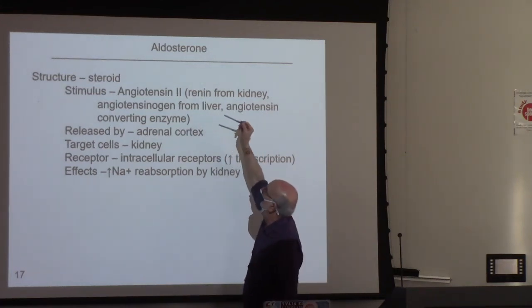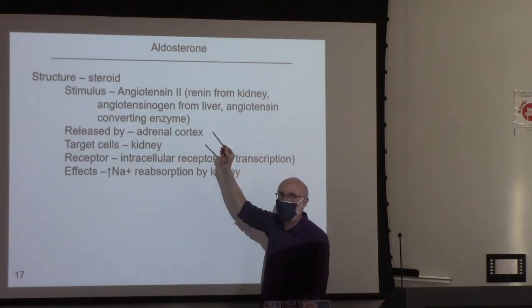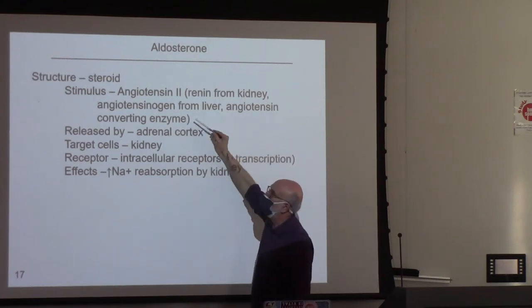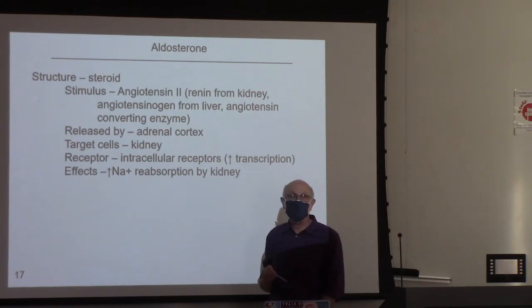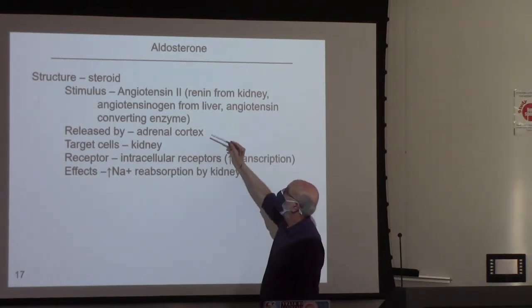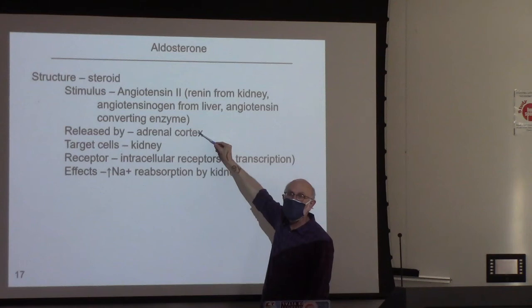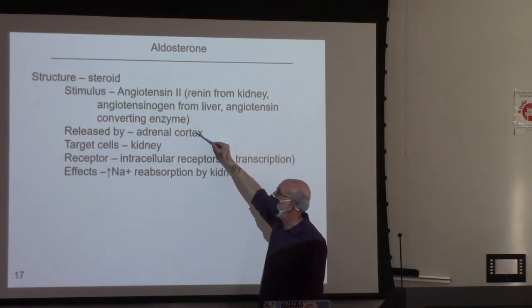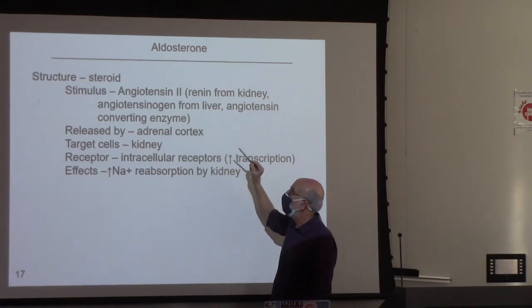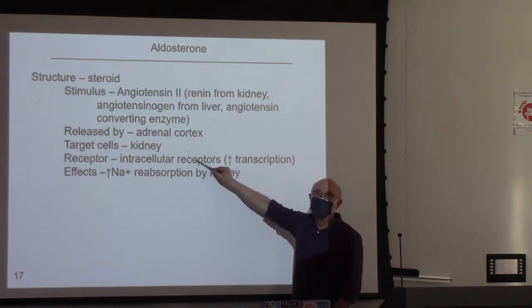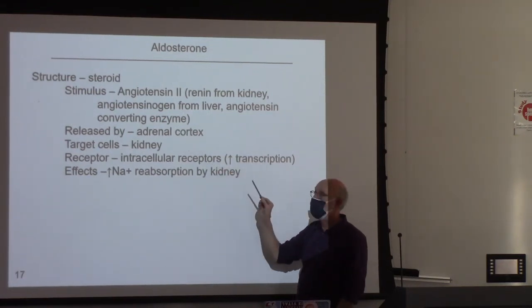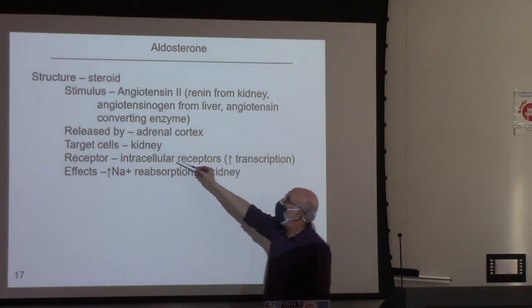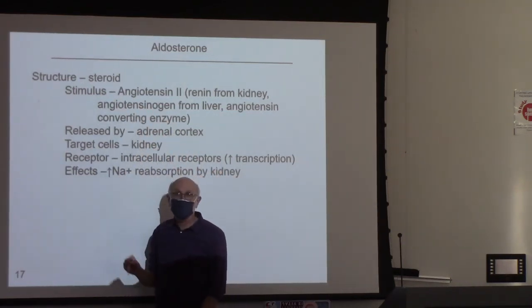Aldosterone has a complicated story upstream that I will not ask you about because that's AMP2. But I could ask you, what cells make aldosterone? The adrenal cortex. I could ask you, what type of receptor does aldosterone interact with? It's intracellular. I could ask you to know that aldosterone is a steroid hormone.